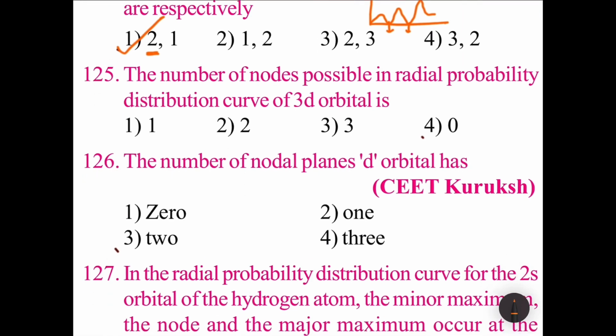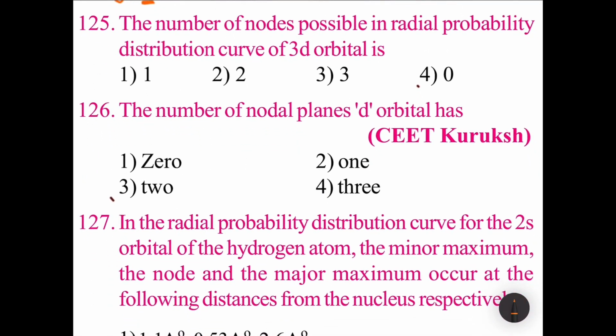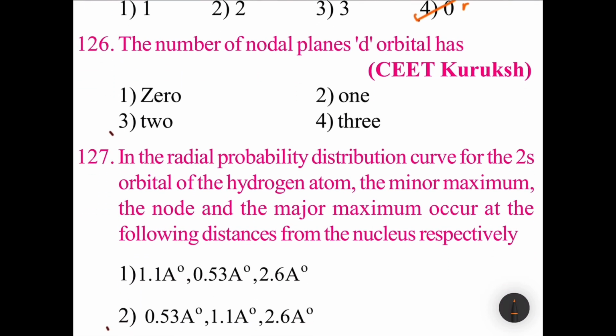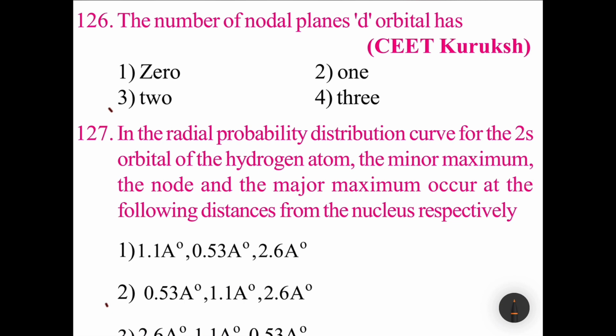The number of nodes possible in radial probability distribution curve of 3d orbital. 3d orbital is the first d orbital. 2d is not there, but 3d orbital. 3d orbital will be like this when you are taking the graph. So 0. The number of nodal planes d orbital has. For every d orbital, we say 2 nodal planes. For example, dxy orbital, yz, xz are nodal planes.